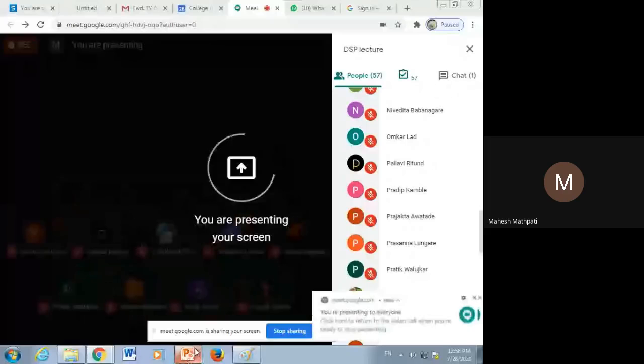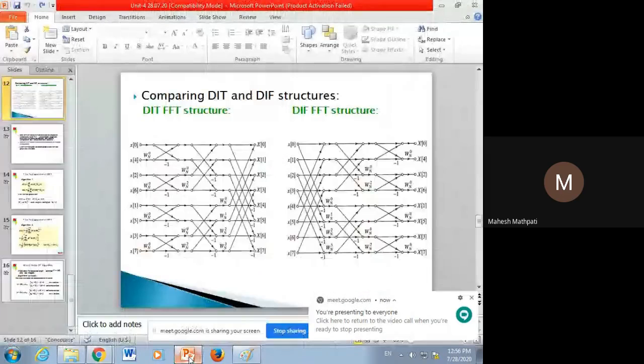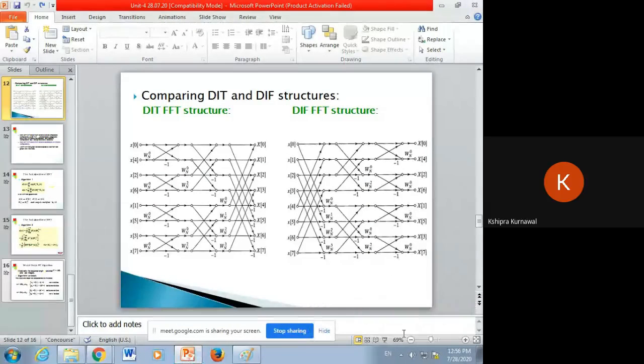So the screen is not visible. Screen is not visible. Sir, you were telling the difference, so we had that with us. अच्छा. Okay. Now it is visible? हाँ सर.